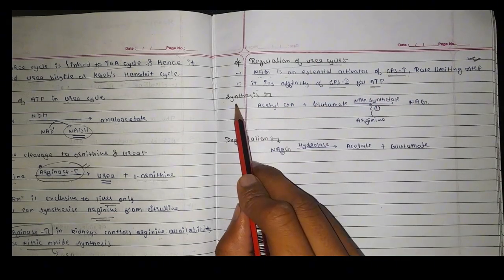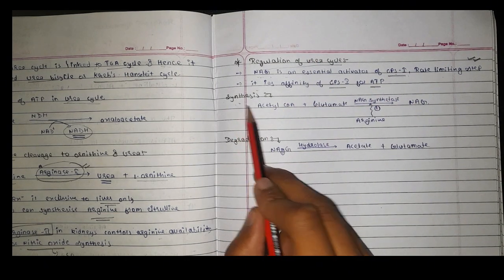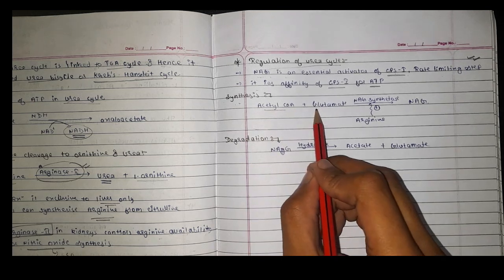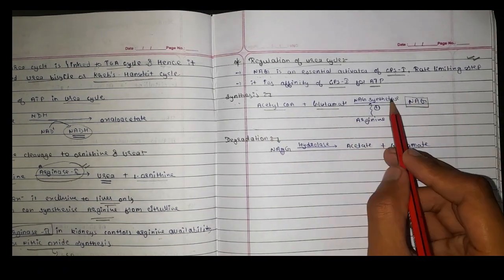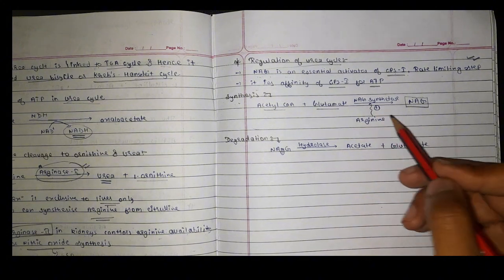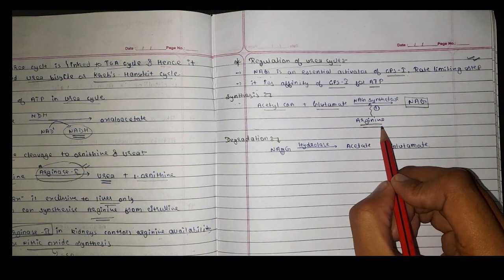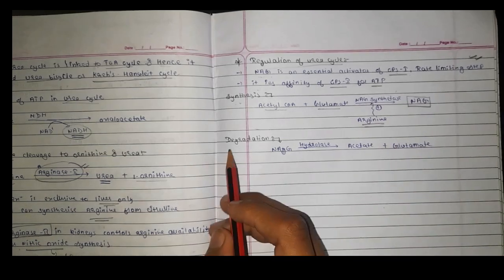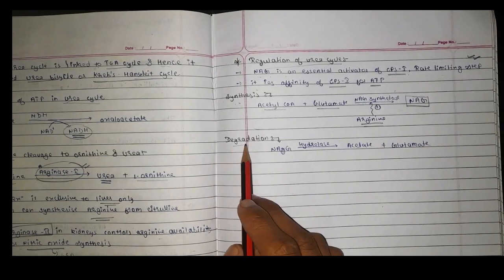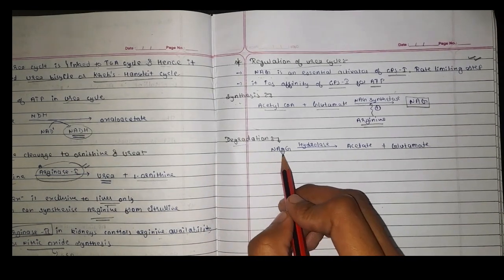Synthesis of N-acetyl glutamate: acetyl CoA combines with glutamate to form N-acetyl glutamate, and this reaction is positively activated by arginine. An enzyme used is N-acetyl glutamate synthetase. Degradation of N-acetyl glutamate: N-acetyl glutamate is degraded to acetate and glutamate.